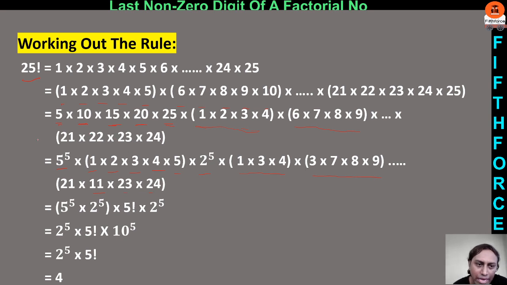So now just rearrange this number. 5 power 5 and 2 power 5. I am taking it separately because that will become 0. We can discard them.